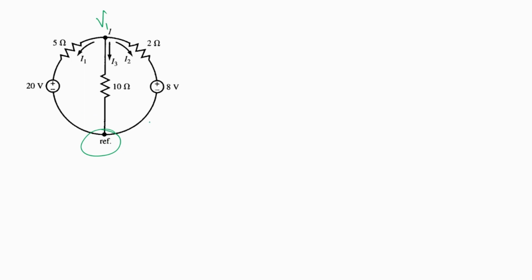They have said that this node is the reference, so that means this voltage is going to be equal to 0. Applying KCL at this particular node, we can say minus of (V1 minus 20) by 5 minus of V1 by 10 and minus of (V1 minus 8) by 2 put together is equal to 0. This is by applying KCL at node N1. On simplifying, there's just one equation with one unknown.